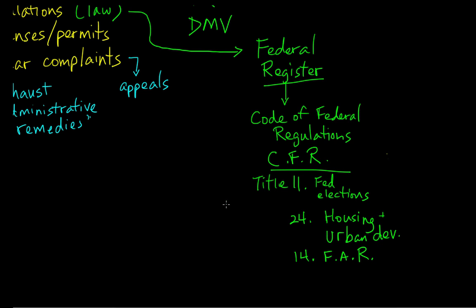State regulations are not found in the Federal Register or in the Code of Federal Regulations. They're found in different publications. Every state has its own way of making its regulations public, but the state governments usually follow a similar process of organizing and publishing their agency regulations.